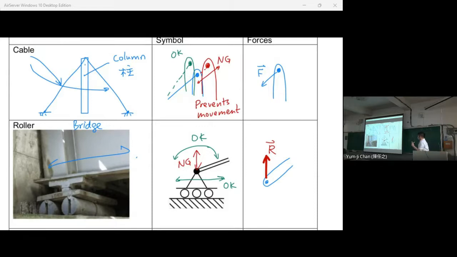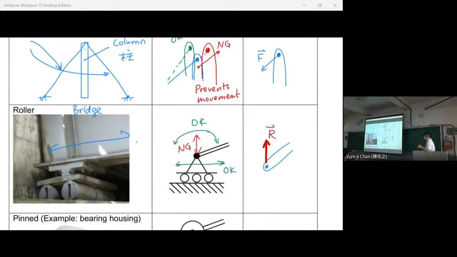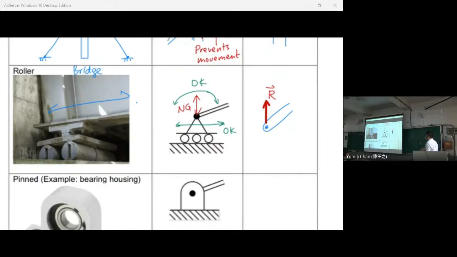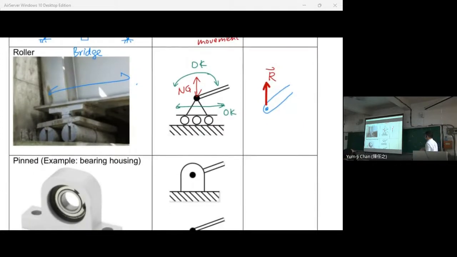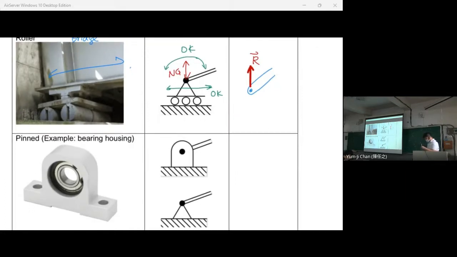I'll open for questions after I talk about all these four terms. The next one you will see in the questions is pin joint. Pin joint in Chinese is this one.